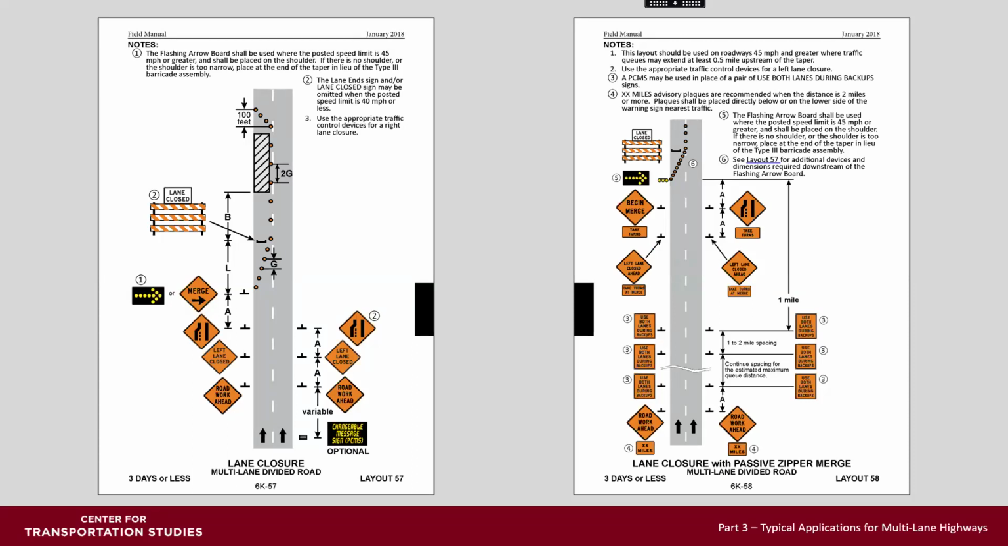End of queue crashes on high-speed highways are a major cause of fatalities and serious injuries in work zones. On roadways with posted speed of 45 miles an hour or greater and queues over a half a mile long, it is recommended to use layout 58 with the passive zipper merge, warning drivers that there may be stopped traffic ahead and to share the lanes and take turns merging.